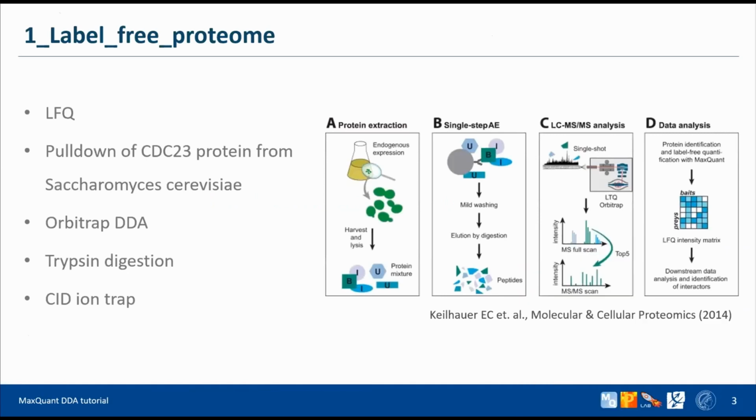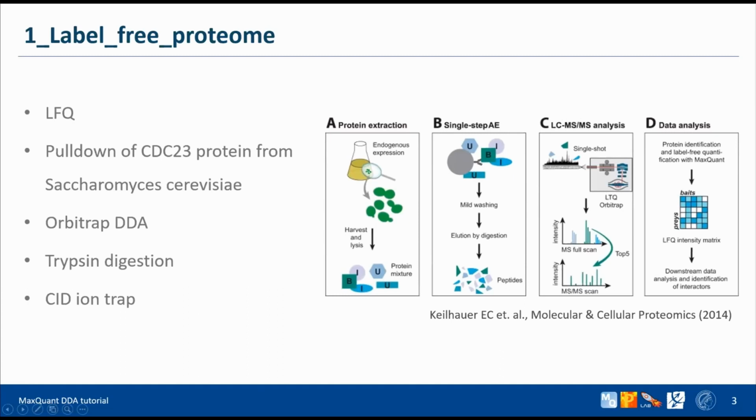And the first scenario we'll be working on is the most commonly used, in particular, label-free quantification, DDA. We'll use a dataset acquired on the pull down of CDC23 protein from yeast. Here, yeast culture was lysed, and the subset of proteins was pulled down using antibodies. This subset was then digested with trypsin and forwarded to an Orbitrap DDA mass analyzer. Also, the fragmentation was acquired on CID ion trap.